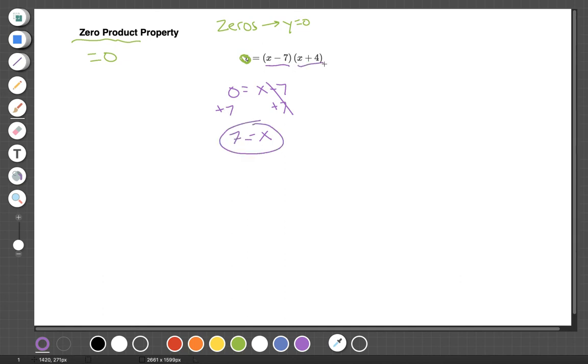Then you do the same thing with the other factor. X plus 4, you're going to set it equal to 0. Minus 4, minus 4. Those cancel out. You get x equals negative 4. That's your other 0. So that's how you very easily find the zeros of a quadratic in factored form.